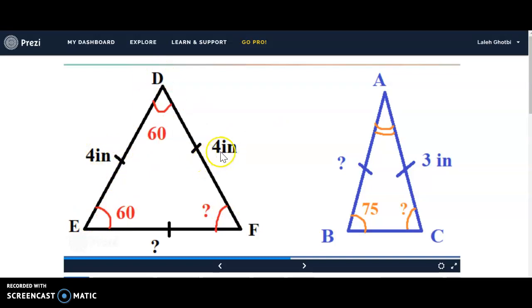You know 2 of the side lengths are 4 inches. The last one, because it's equilateral, is the same measurement, right? 4 inches. And this one is an isosceles triangle. These 2 angles are equal, and these 2 sides have the same length. If this is 3 inches, what is the other one? Yes, it is 3 inches. If this is 75 degrees, the other one is also 75 degrees.